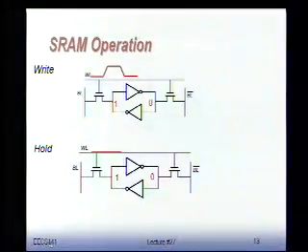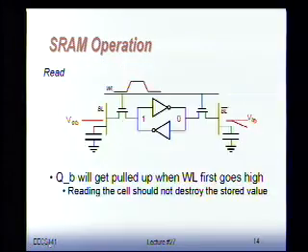So for the write operation, you just take the bit lines, you put the values on there, and force them in. Halt is quite simple. If you don't want to address a memory cell, you just keep the word line low. Nothing is going to happen. As long as your supply voltage is there, it will stay there. And then the read operation is what I've just shown.